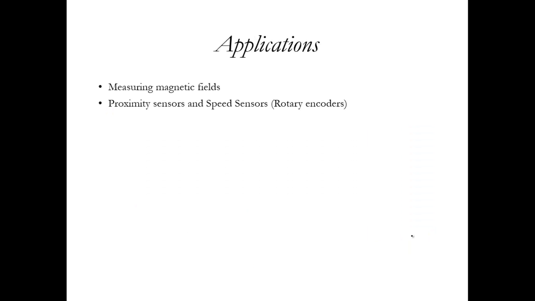The applications are considerable for Hall effect sensors. You can maybe Google it also to find out how considerable the applications of Hall effect sensors are. You can measure magnetic fields. It can be used as proximity sensors and speed sensors. You can have rotary encoders also developed out of Hall sensors. This is an example of a rotary encoder where we mount small magnets on the shaft of the motor, connected with a disc. As the magnet reaches near the Hall effect sensor, it generates a signal, which is the Hall voltage.